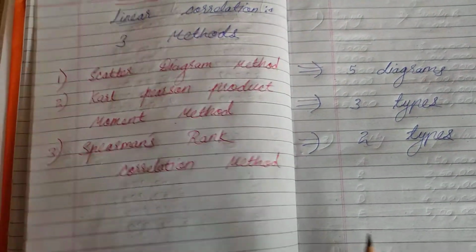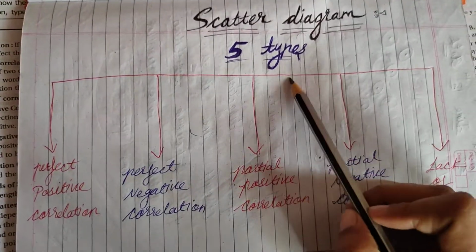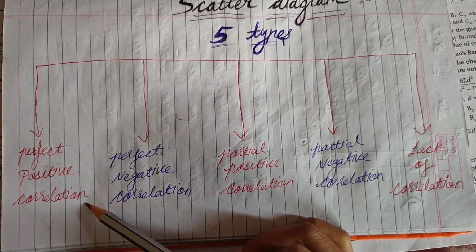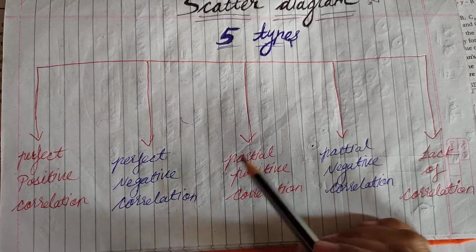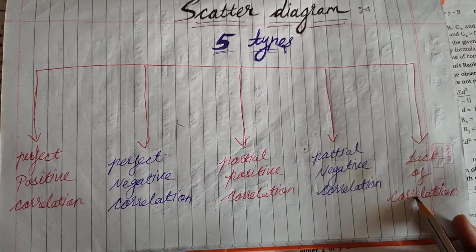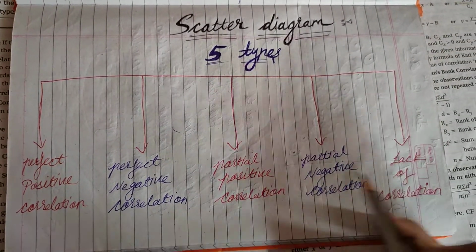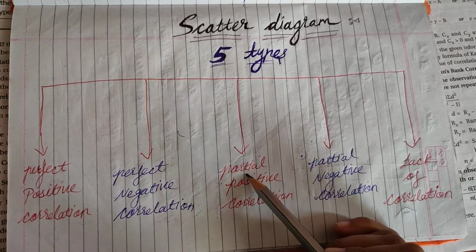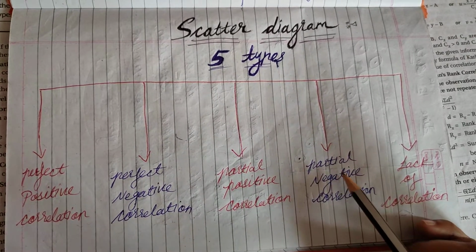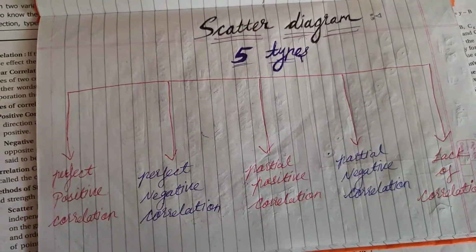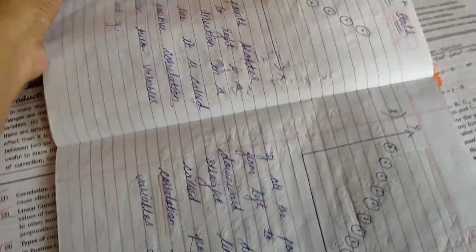Now let us see how the scatter diagrams are drawn. As I said, scatter diagram is of five types. First one is perfect positive correlation. Next is perfect negative correlation. Partial positive correlation. Partial negative correlation. And lack of correlation. Now let us see in detail what these are.